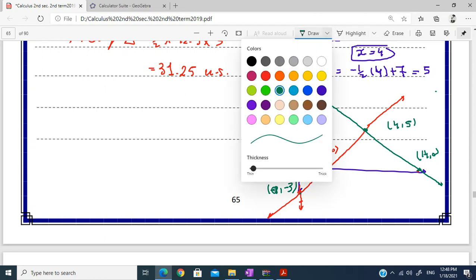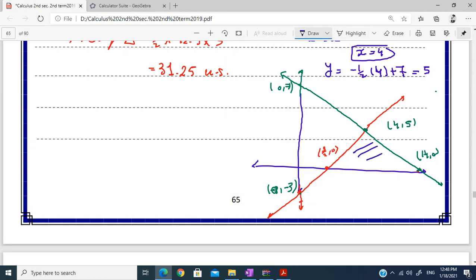So we will find the area of the triangle here. The base is 14 minus 3/2 equals 12.5, and the height will be 5.